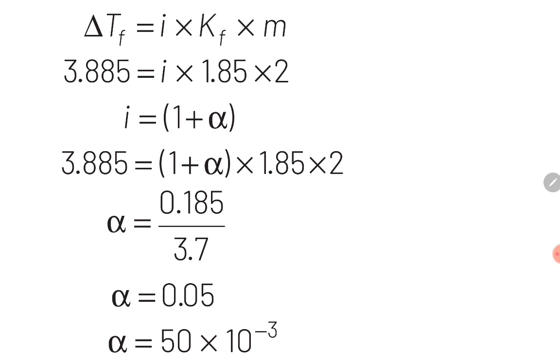So guys, total number of moles at equilibrium will become 1 minus alpha plus alpha plus alpha. On solving this, we'll obtain total number of moles at equilibrium as 1 plus alpha, and this is the value of i. Once we have substituted i as 1 plus alpha, we need to substitute other values as well. Delta Tf is given as 3.885 degrees Celsius. Molality is given as 2 molal and value of Kf has been given as 1.85. So guys, on substituting all the values, we'll obtain the value of alpha as 0.05, which is our final answer.